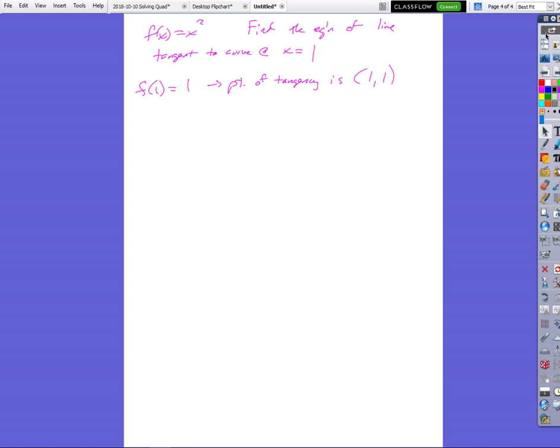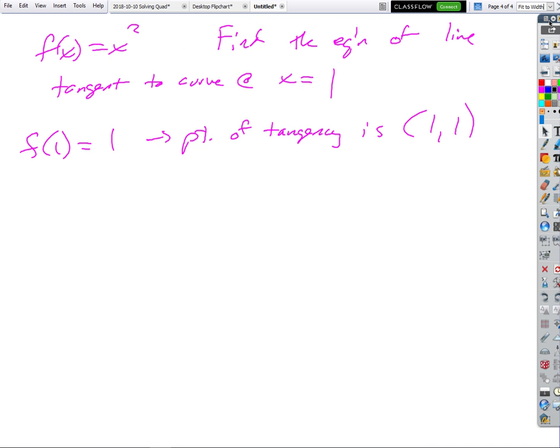Right. And we need the slope though, right? If I had a point and a slope, I can write the equation of the line. So the only thing I'm missing is the slope of the tangent line. So how are we going to do that? We're going to take the limit of these difference quotients. Slope of the tangent is the limit of the difference quotient. So we'll always start with this.